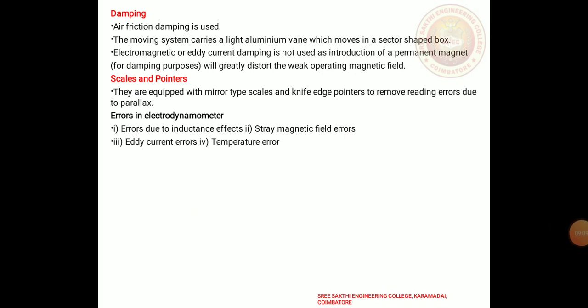Next we discuss damping. The moving system carries a light aluminum vane which moves in a sector-shaped box. Scales and pointer: they are equipped with mirror type scales and knife edge pointers to remove reading errors due to parallax. Errors in wattmeter: first, error due to pressure coil inductance, and error due to pressure coil capacitance.